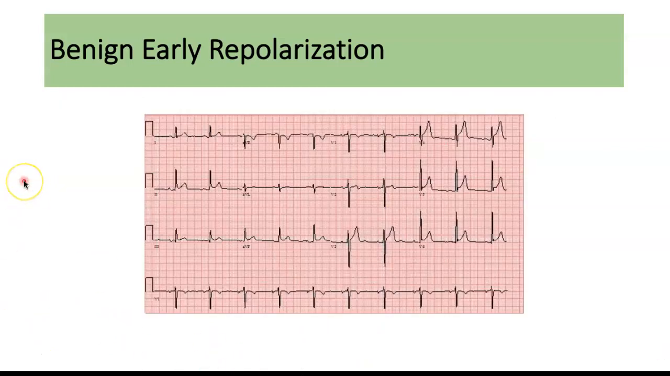Here's an example of benign early repolarization. Notice no reciprocal changes. Notice ST segment elevation in the inferior leads here, so 2, 3, and AVF, as well as in the anterolateral leads here, so in V3, V4, V5, and V6. Again, this is often in a young patient. Here, just note that the S wave here in the lateral leads doesn't go down below the baseline. We'll talk about that in a minute.